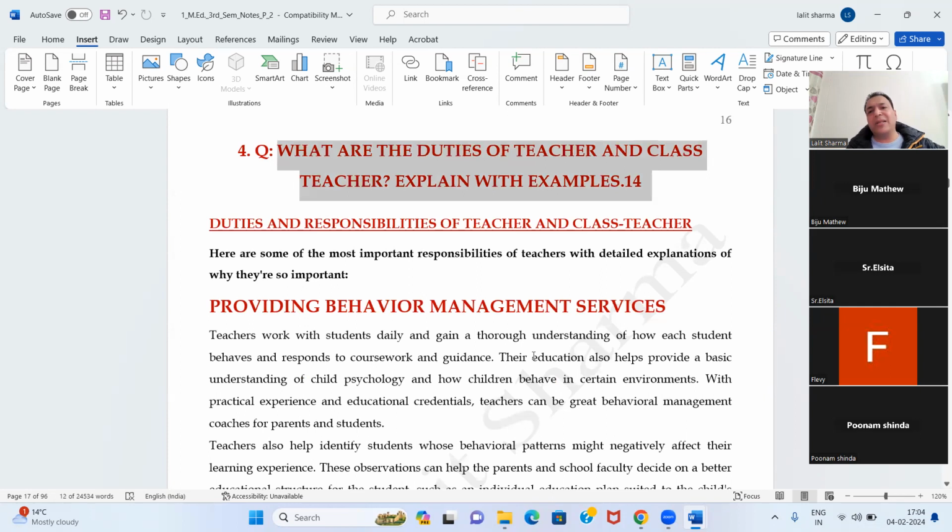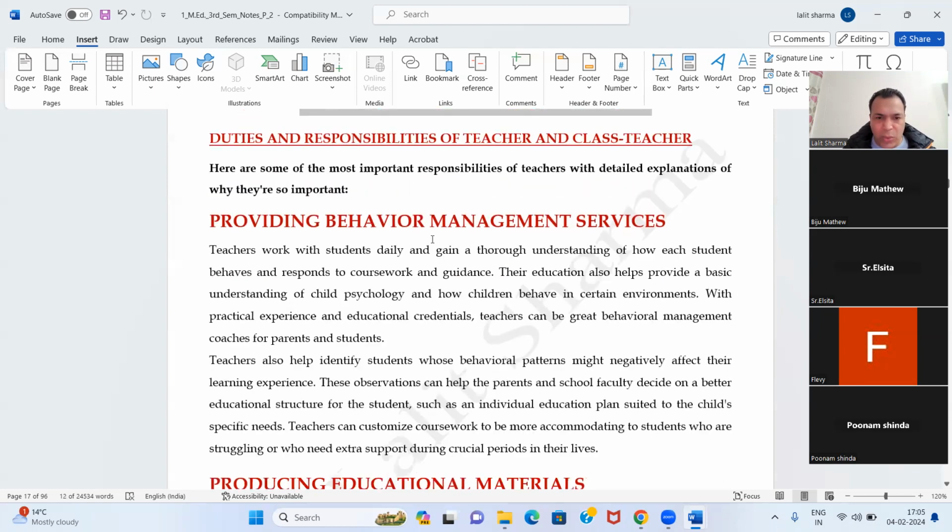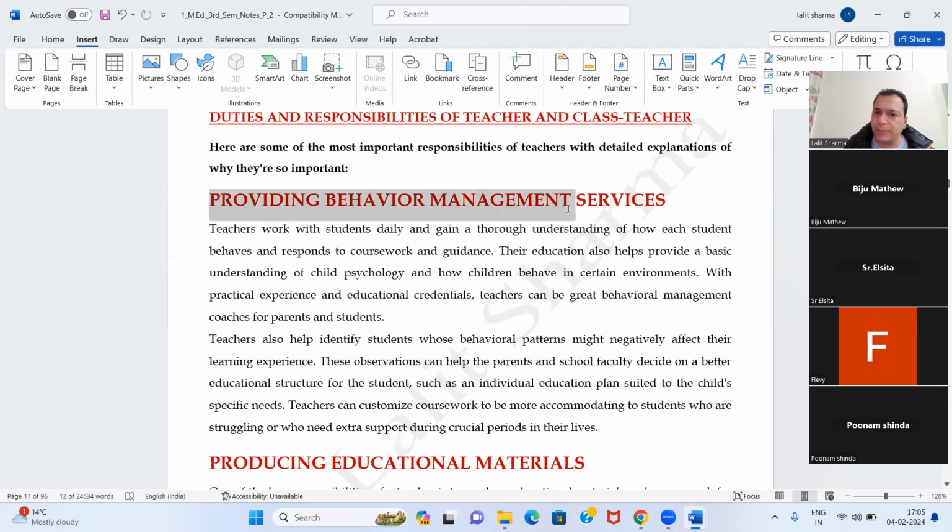What are the duties of a teacher and class teacher? Explain with example. So ये question always comes, and I have already told you this question comes, or sometimes the question comes, what are the duties of head or principal? Okay, explain with examples. Even it is explained in your book or guide also. Okay. But guys, I have also given you the notes. Okay. You can add these points.